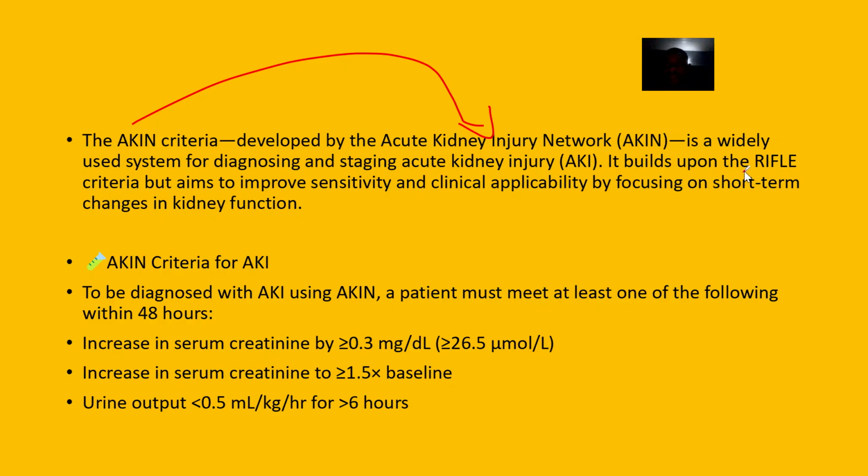So it builds upon the RIFLE criteria but aims to improve sensitivity and clinical applicability by focusing on short-term changes. Do you understand? So to be diagnosed with acute kidney injury using the AKIN criteria, a patient must meet at least one of the following criteria, and that is within 2 days.